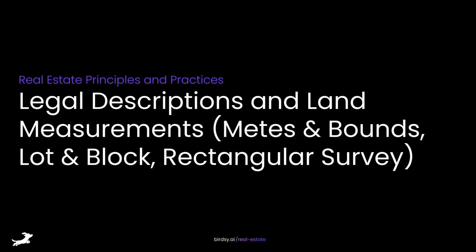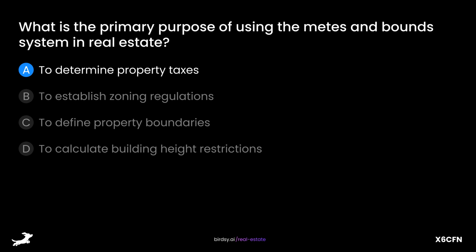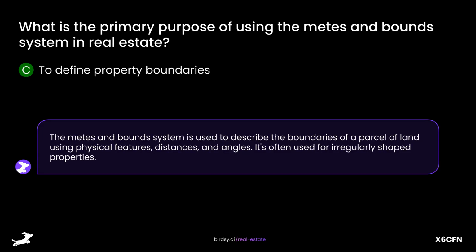Legal descriptions and land measurements: meets and bounds, lot and block, rectangular survey. What is the primary purpose of using the meets and bounds system in real estate? Is it A, to determine property taxes, B, to establish zoning regulations, C, to define property boundaries, or D, to calculate building height restrictions? The answer is C, to define property boundaries. The meets and bounds system is used to describe the boundaries of a parcel of land using physical features, distances, and angles. It's often used for irregularly shaped properties.